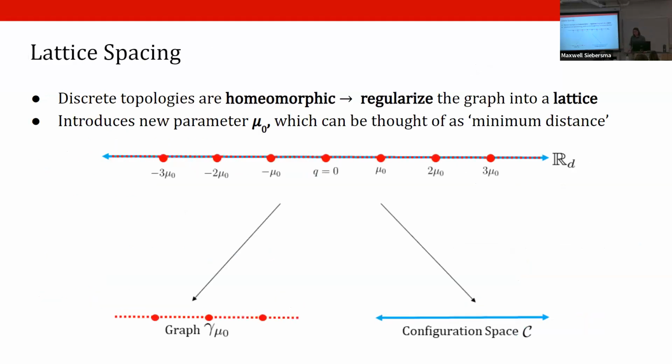And also, discrete topologies, as we recall, are homeomorphic. So we can just rearrange these points into a regularized lattice with this constant spacing mu naught. And we can think about this new mu naught parameter as something like a minimum fundamental distance, so the smallest distance in space that's allowed. And also by regularizing it, we restrict ourselves to Weyl operators that only shift us along the graph by integer values of this parameter mu naught.